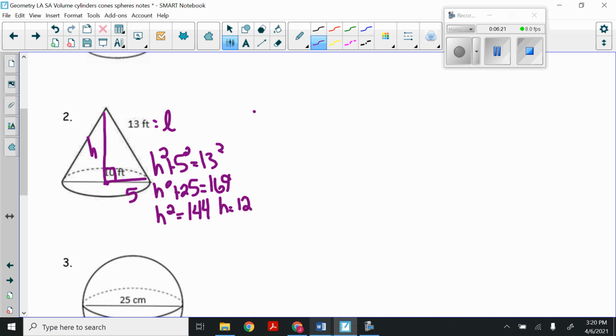So now let's find lateral area. Lateral area of a cone is pi r L. So pi times our radius 5, our slant height 13. Again, we're going to leave this in terms of pi. So I would get 65 pi square feet.